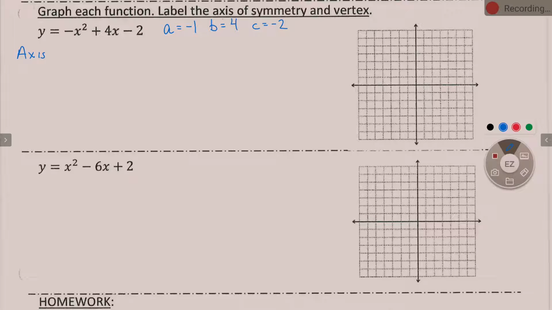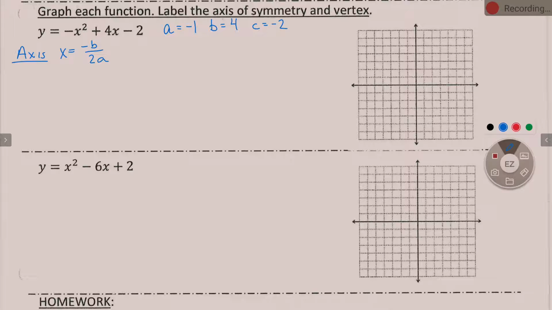What is my formula to find the axis of symmetry? X equals negative b over 2a. Okay, x equals negative b over 2a. And where can you find that negative b over 2a? That's at the top of the notes page, isn't it? Yeah. Okay. So let's fill in the math.